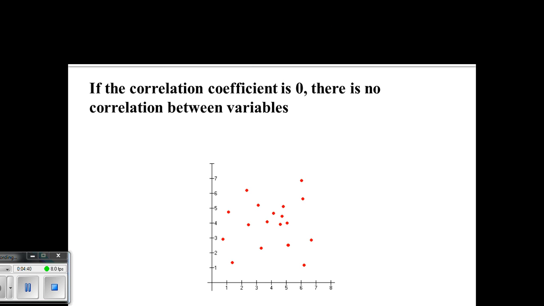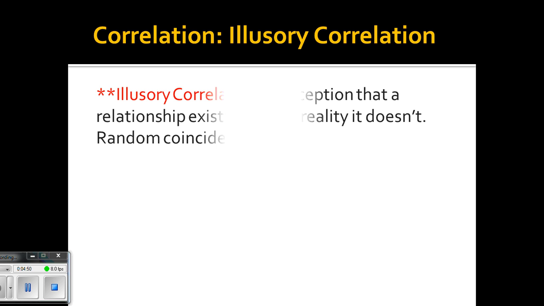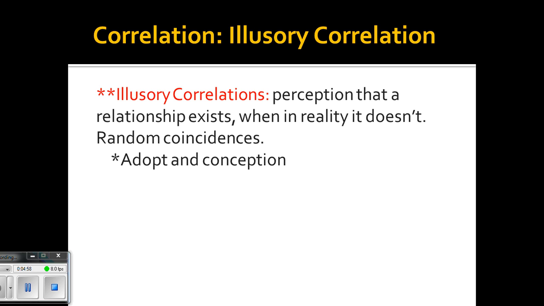If the correlation coefficient is 0, there's little correlation between the variables. Illusory correlation, there's an illusion that took place. The perception that a relationship exists when in reality it doesn't. They're just random coincidences. So here the textbook gave adoption.